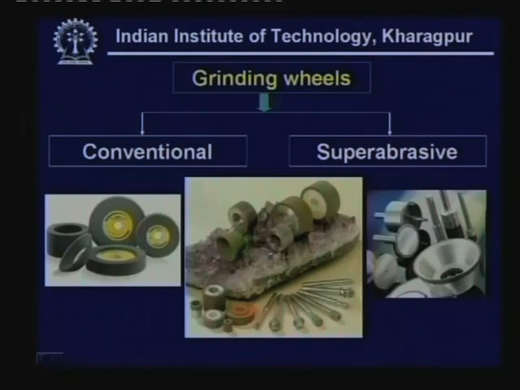Grinding wheels are basically either conventional or super abrasive type. It is according to the materials which are used as the abrasive. According to that, we call either a conventional or a super abrasive wheel. In this illustration, we can find varieties of wheels with different geometry. These are a few examples of abrasive grit with conventional abrasive. Here we have some of them with super abrasive. The size and shape can vary widely, as we can see here. This is a small diameter wheel which is used for internal grinding, and these are the wheels which are used for surface grinding.